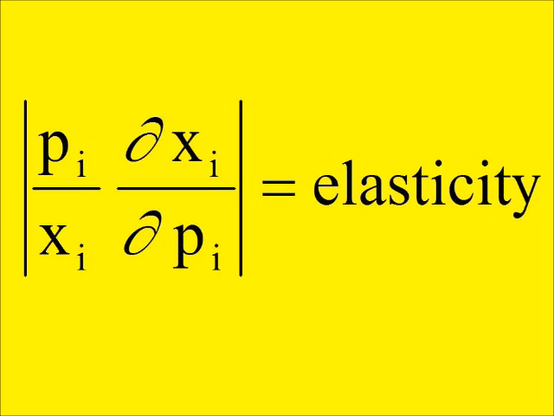And if you look at the expression in the previous slide, which was delta x over x or delta p over p, we can rewrite that expression as follows. That's pi over xi multiplied by the partial of xi with respect to pi, or the change in xi when pi changes. Now when I take the absolute value of this, I get the elasticity of demand.